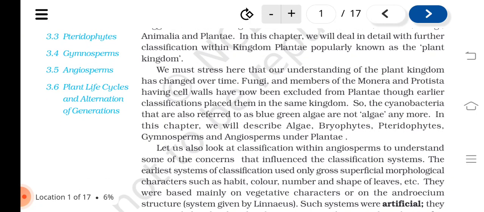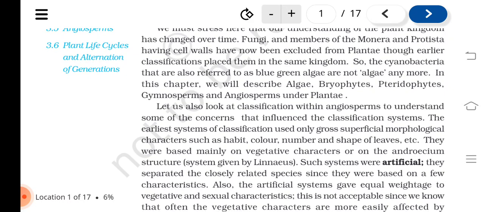We must stress here that our understanding of the plant kingdom has changed over time. Fungi and members of the Monera and Protista having cell walls have now been excluded from Plantae, though earlier classifications placed them in the same kingdom. So, the cyanobacteria that are also referred to as blue-green algae are not algae anymore. In this chapter, we will describe algae, bryophytes, pteridophytes, gymnosperms and angiosperms under Plantae.